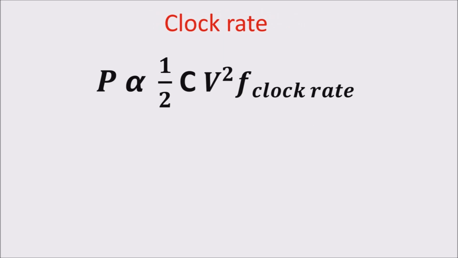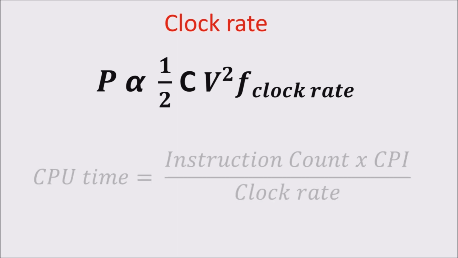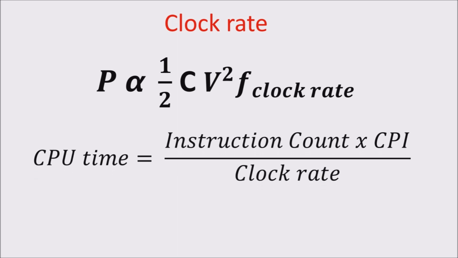In order to keep low the power consumption, we could lower the clock rate, but this would affect the CPU performance too. Remembering the performance equation of a CPU in my previous video, we have this other equation. Lowering the clock rate lowers the power consumption, but it increases the CPU time of execution, so it causes the lowering of the CPU performance.